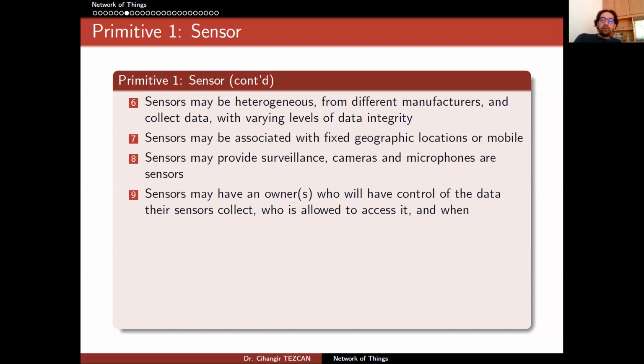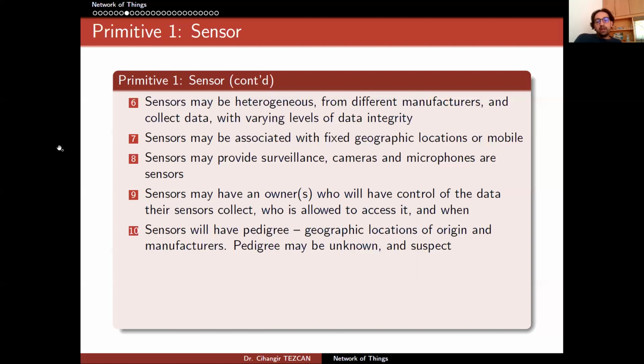Sensors may have an owner who will have control of the data their sensors collect, who is allowed to access it, and when. Again, this was actually the problem I was mentioning. Most of the time, people don't know this property, so without knowing, they allow access to everybody in the world, which actually is not a good idea in terms of the cameras and microphones, I mean.